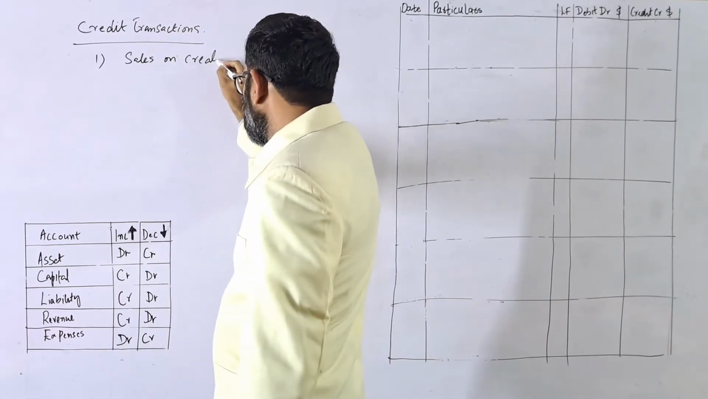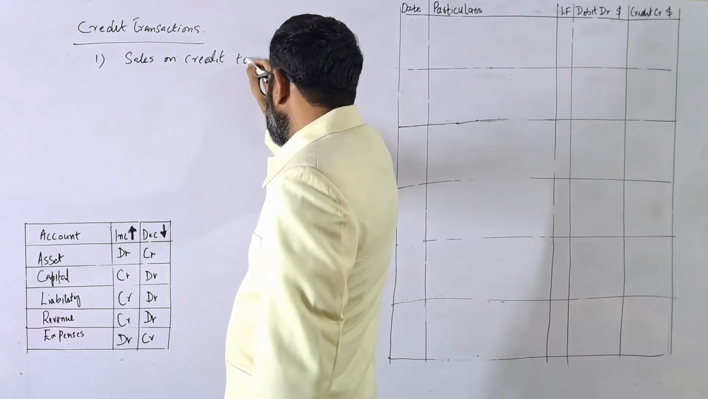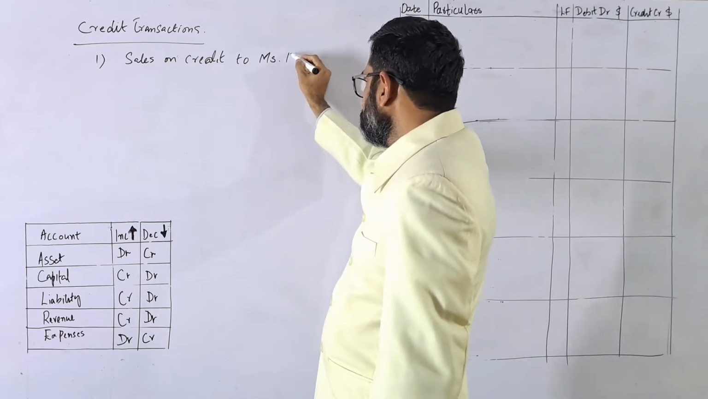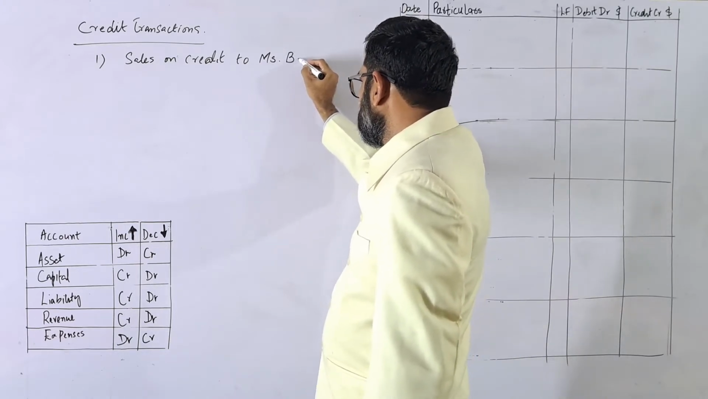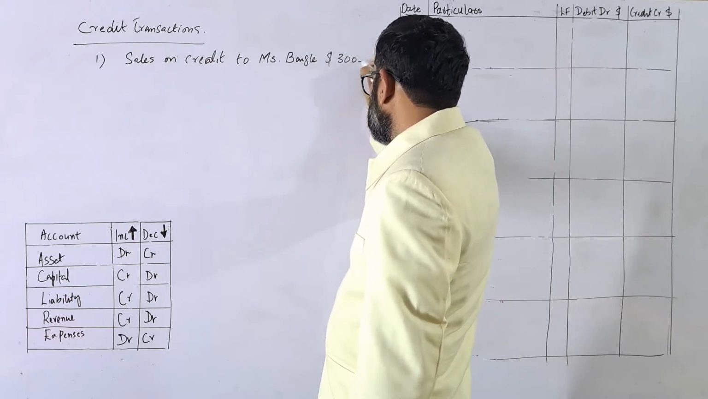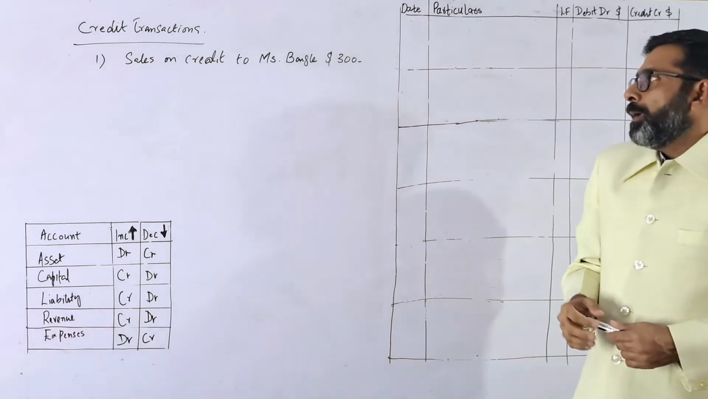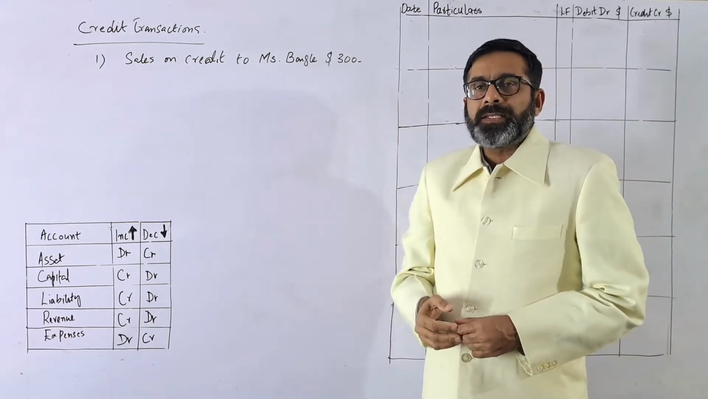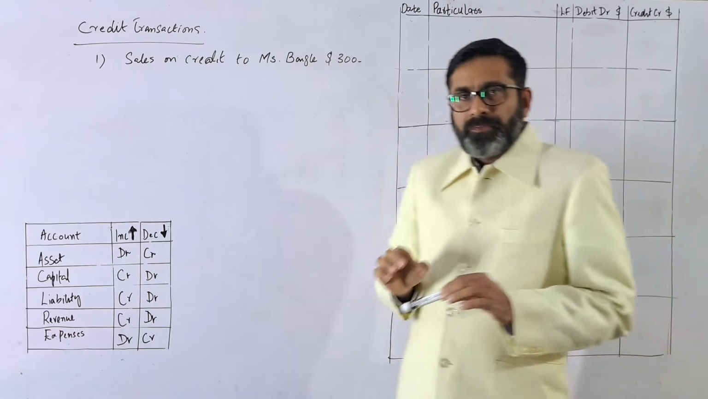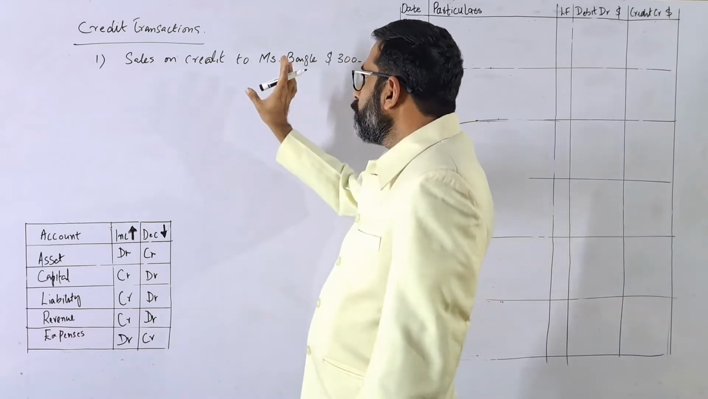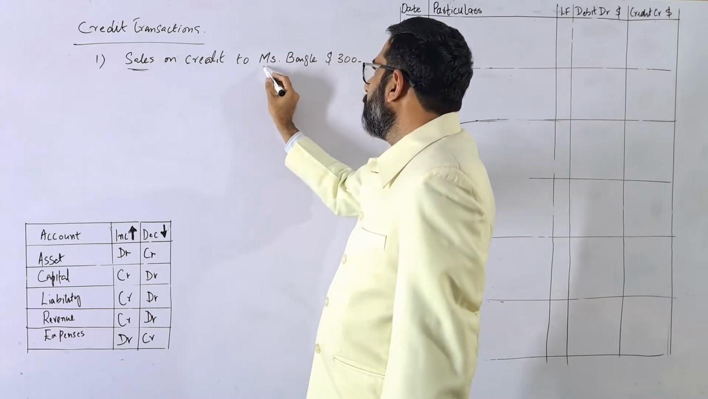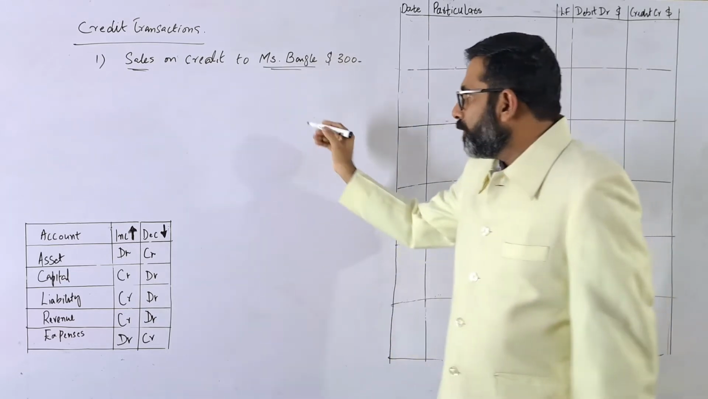Sales on credit to Messrs. Bengal. We have made sales of $300 and that sale is on the credit basis. So here, what will be the effect? We have to see that there are two effects. First of all, sales is affecting, and then we have receivables.